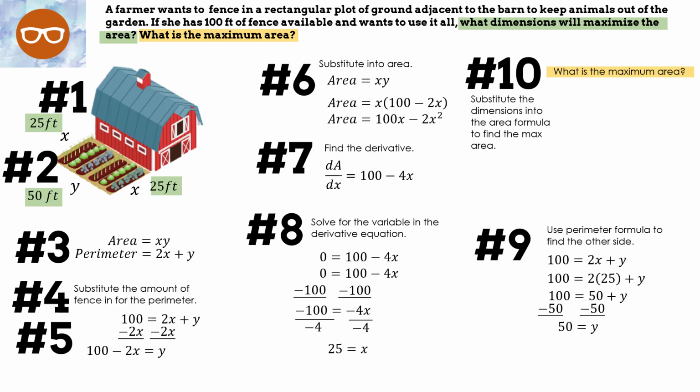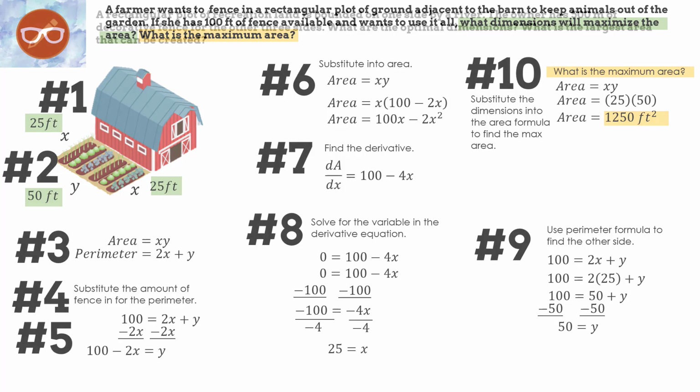What we're going to do now is substitute the dimensions we just found into the area formula to find the maximum area. Area equals x times y. X is 25, y is 50. So it turns out that the maximum area is 1,250 feet squared. Now that wasn't too bad, was it?